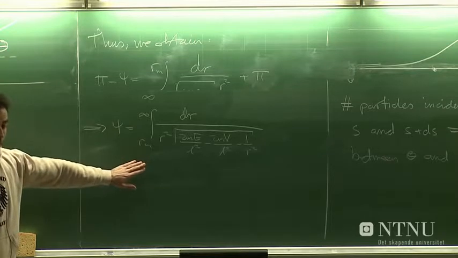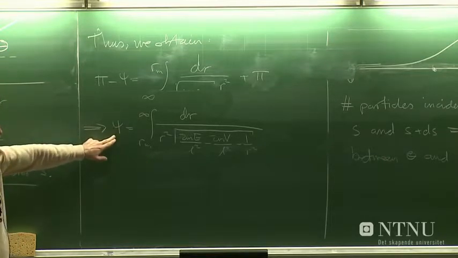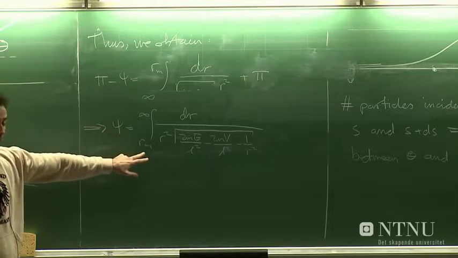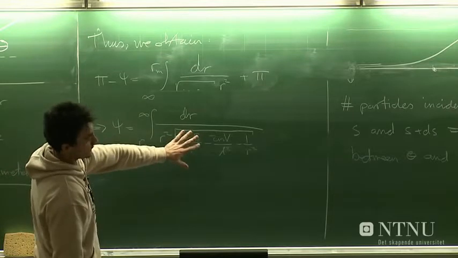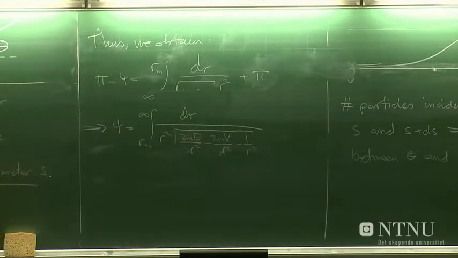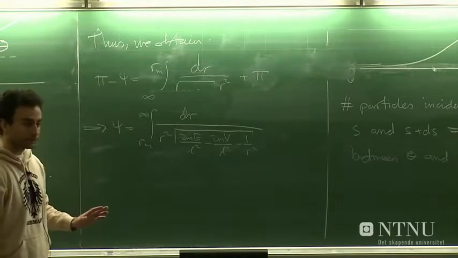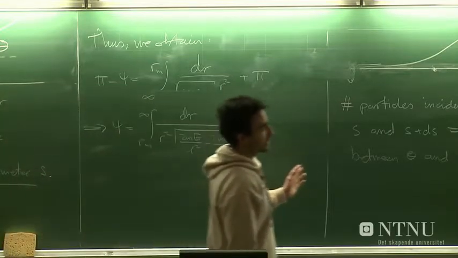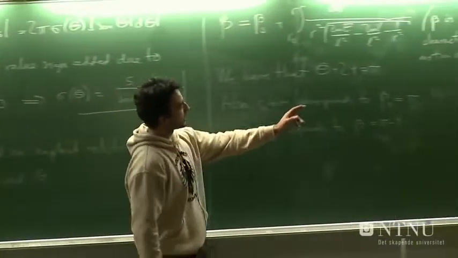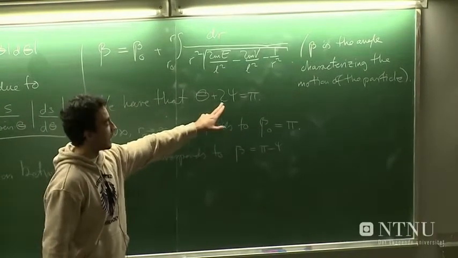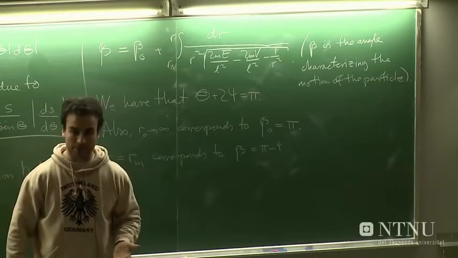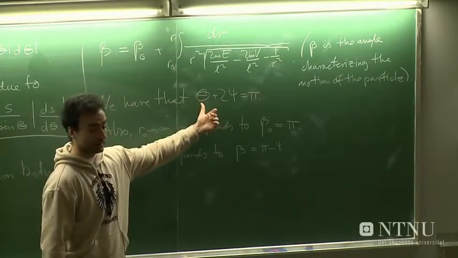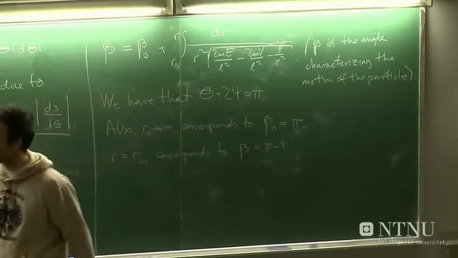So now I have an explicit equation for this angle psi. It's the integral from the perihel of the trajectory to infinity of this integral here. And why is this useful? Well, we have an explicit relation between this angle psi and the scattering angle theta. So if we're able to solve that integral and thus obtain an expression for psi, we immediately have theta, which is what we want.